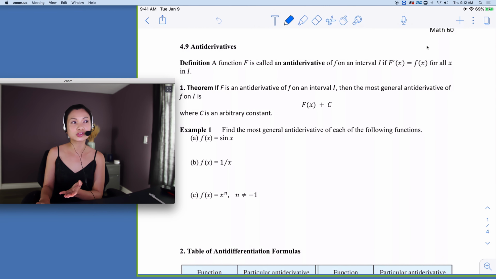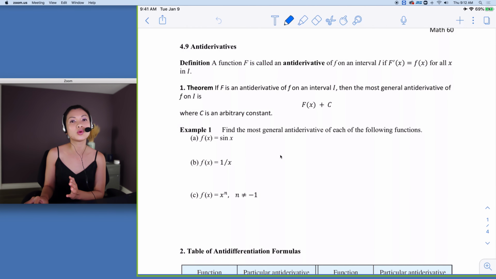So it's the reverse. We have the derivative and we want to go back and find the original function. That's what we call the antiderivative. You see right here the definition: a function F, usually we use the capital F, is called the antiderivative of f on an interval I if F prime of x is f of x for all x.